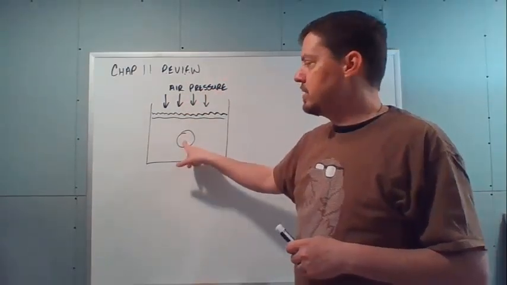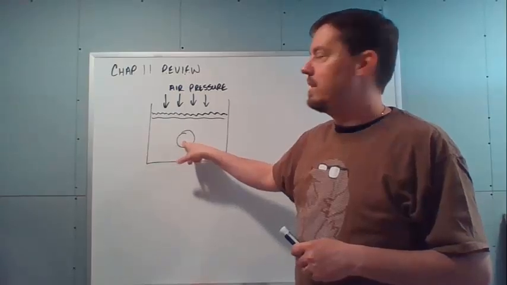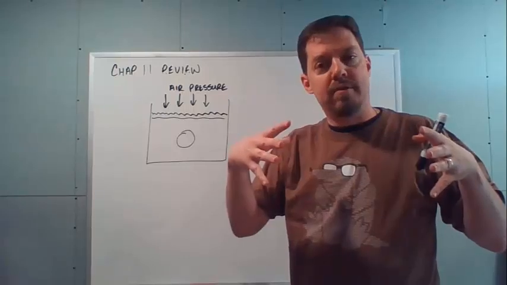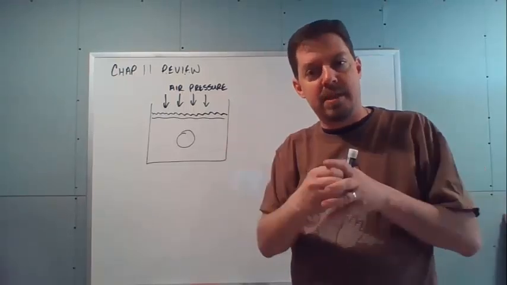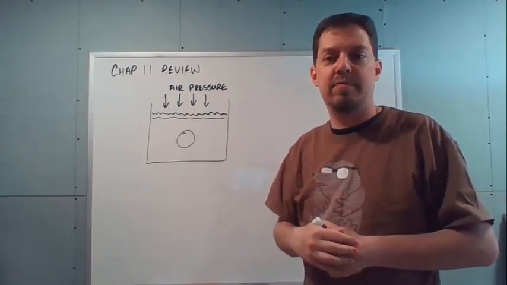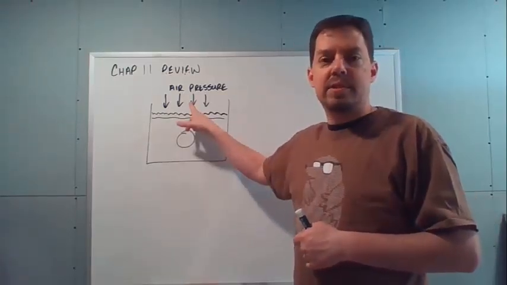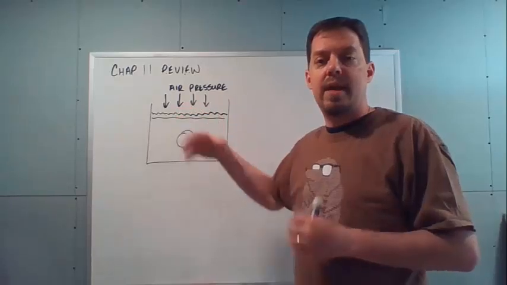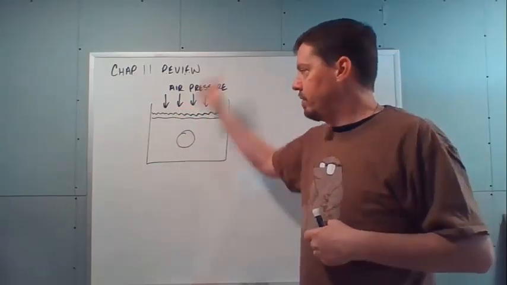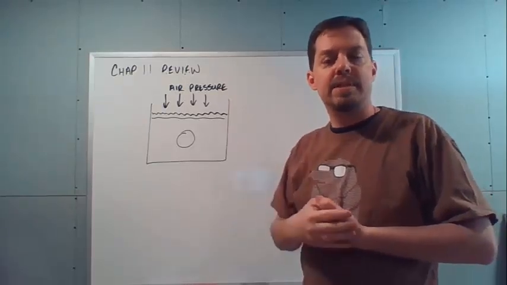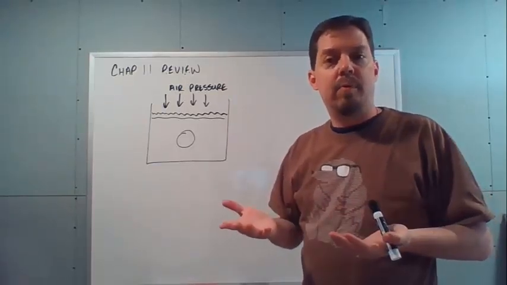So if the pressure inside this bubble is less than the air pressure pushing down, the bubble won't be able to form. It won't be able to expand its volume. It's going to get crushed and it's going to stay in the liquid phase. But if the pressure inside this bubble is equal to atmospheric pressure or even greater than it, then the bubble will be able to form and will be able to work its way out of the liquid and escape as a gas. And that's what we call boiling.